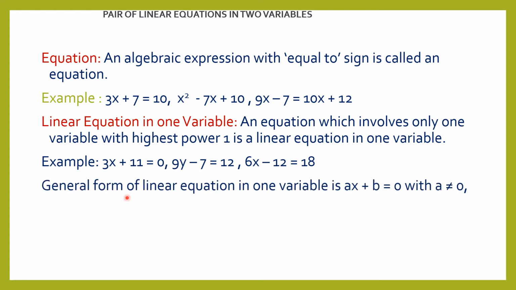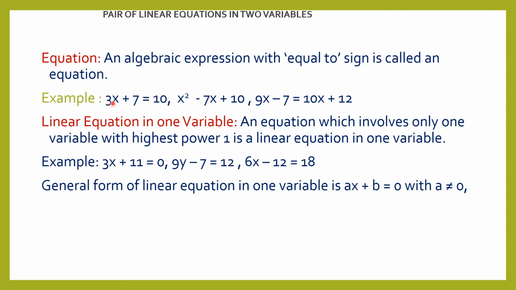General form of linear equation in one variable is ax plus b equal to 0. So compare ax plus b equal to 0 and 3x plus 7 equals to 10. Here ax means 3x, 3x in the form of ax plus b. 7 equals to b. Clear? ax represents 3x, b represents 7. Clear? 3x plus 7 equal to 10 is in the form of ax plus b equals to 0.